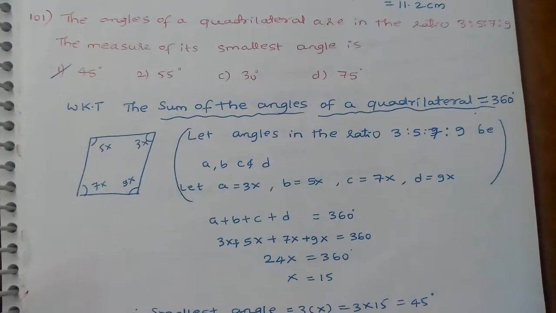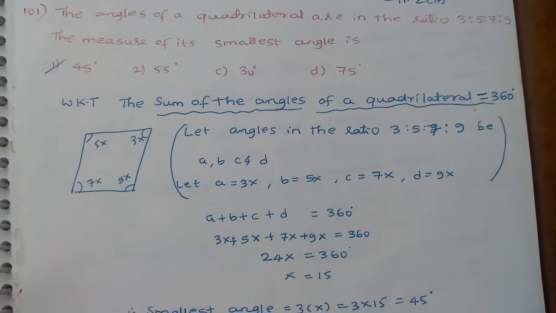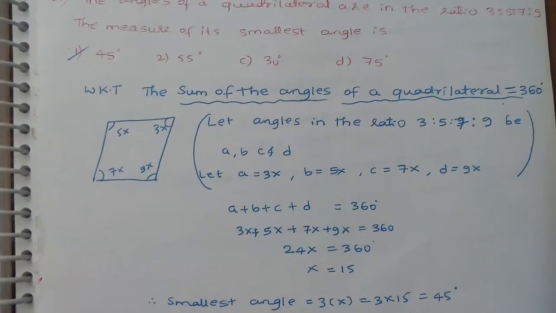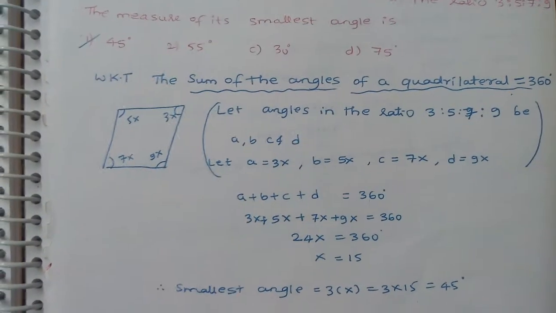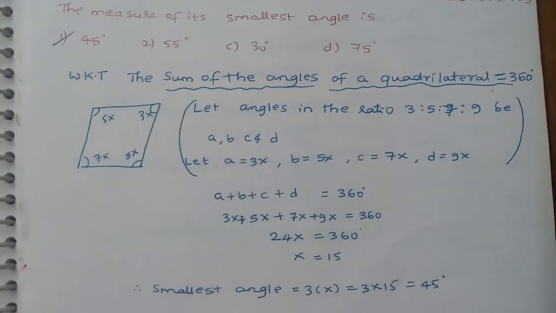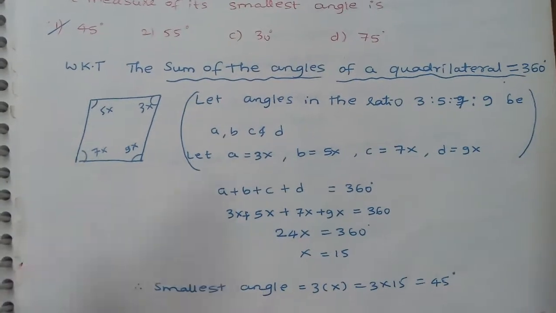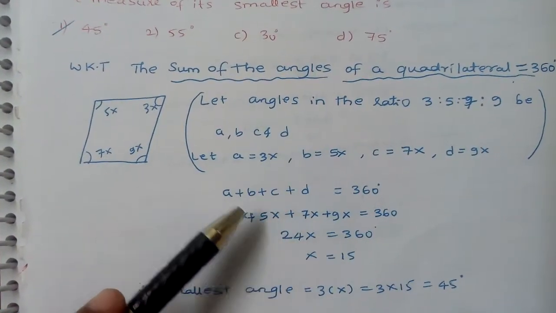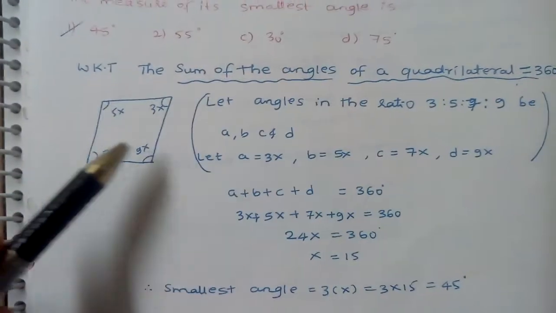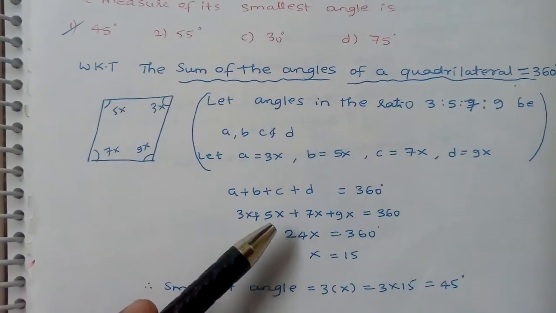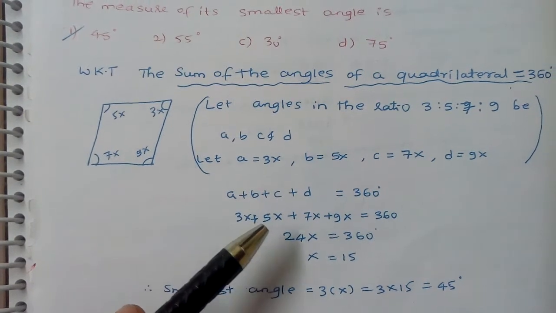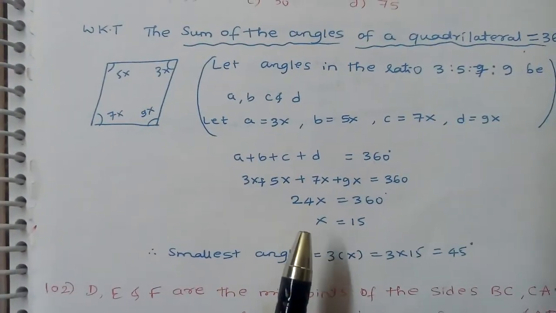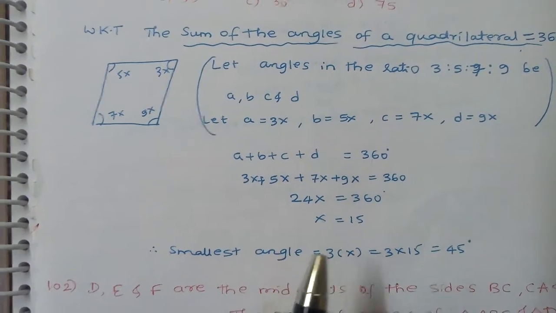The angles of a quadrilateral are in the ratio 3:5:7:9. What is the measure of its smallest angle? As you know, the sum of the angles of a quadrilateral is 360 degrees. They are in the ratio 3x, 5x, 7x and 9x. If you sum all these, 3x plus 5x plus 7x plus 9x is equal to 360 degrees, we get 24x equals 360. So x is equal to 15 degrees.